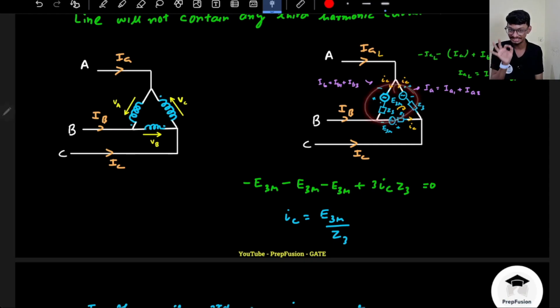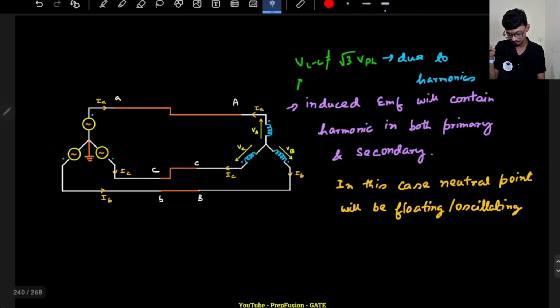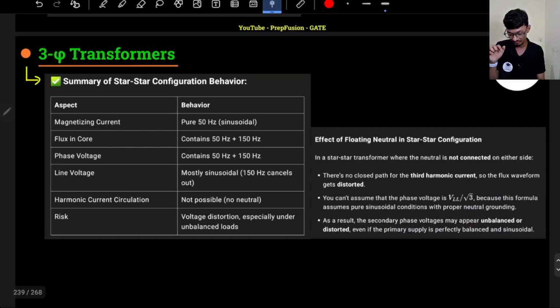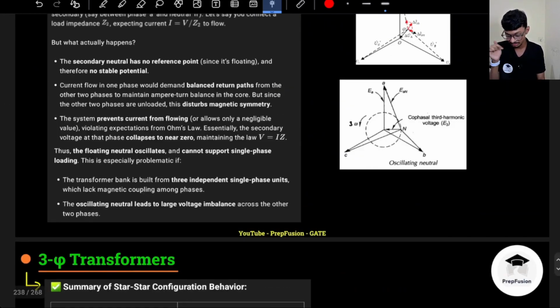So what happens in delta? Delta keeps the circulating current happy. Like the third harmonic current says, I want to flow third harmonic, right? Like to make the flux sinusoidal, we need third harmonic current. So delta says, no problem, I will let you flow the third harmonic current through the phases. But there was a problem in the line, right? There was a problem in the line that if third harmonic currents flow in the line, there will be EMI.